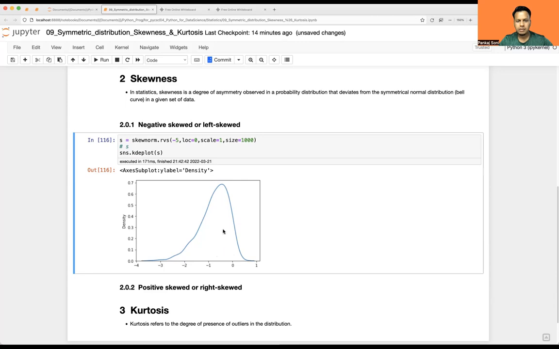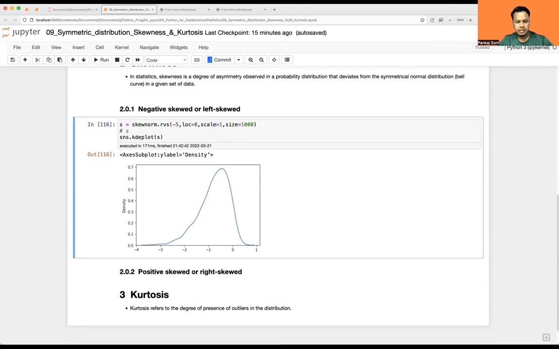Okay, so you see your mean is lying somewhere, sorry, mode is lying somewhere in this peak, right? That is nothing but 0 because we have given location equal to 0, scale equal to 1. That is standard deviation. Total size is 1000, and your symmetric data is somewhere here, and your median will be somewhere here, and mean will be somewhere here. Okay.